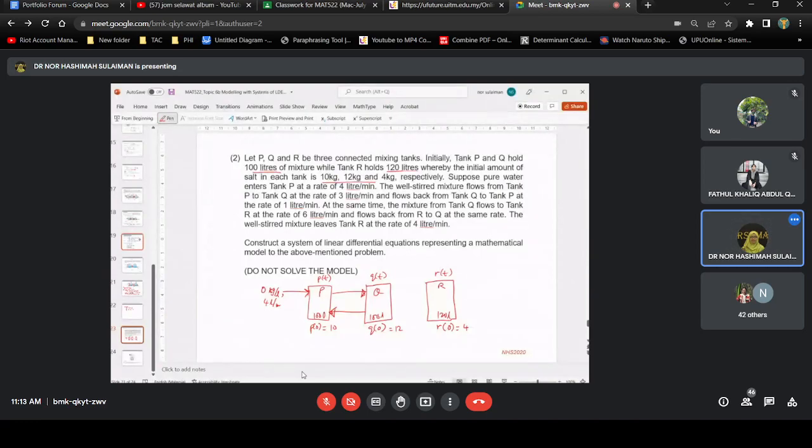Okay. At the same time, the mixture from tank Q flows to tank R. And flows back from R to Q. Then the well stirred mixture leaves tank R at the rate shown. Okay, this is all mixture. What is the rate from P to Q earlier? P to tank Q at the rate of 3 liters per minute. 3 liters per minute. Okay, this is also mixture.